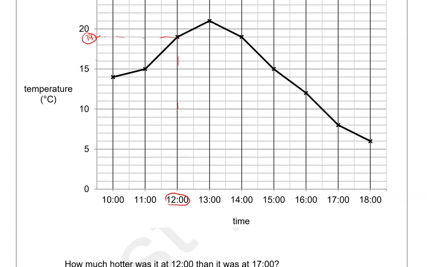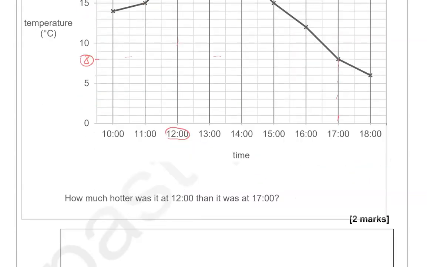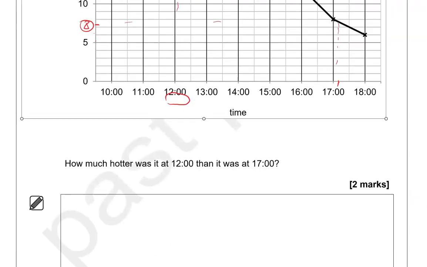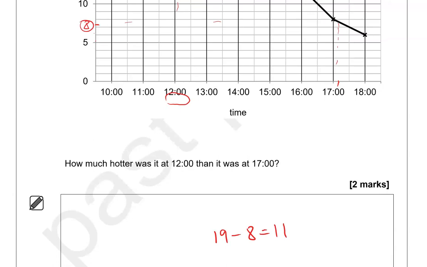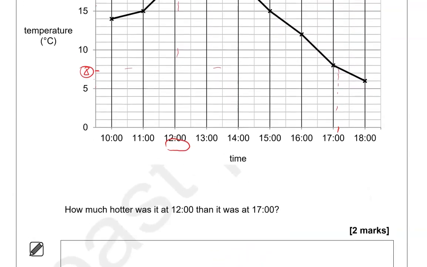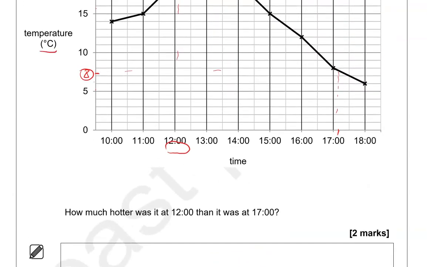And let's go to 17 here. That is 6, 7, 8. So 19 take away 8 gives us 11. That is 11 degrees Celsius.